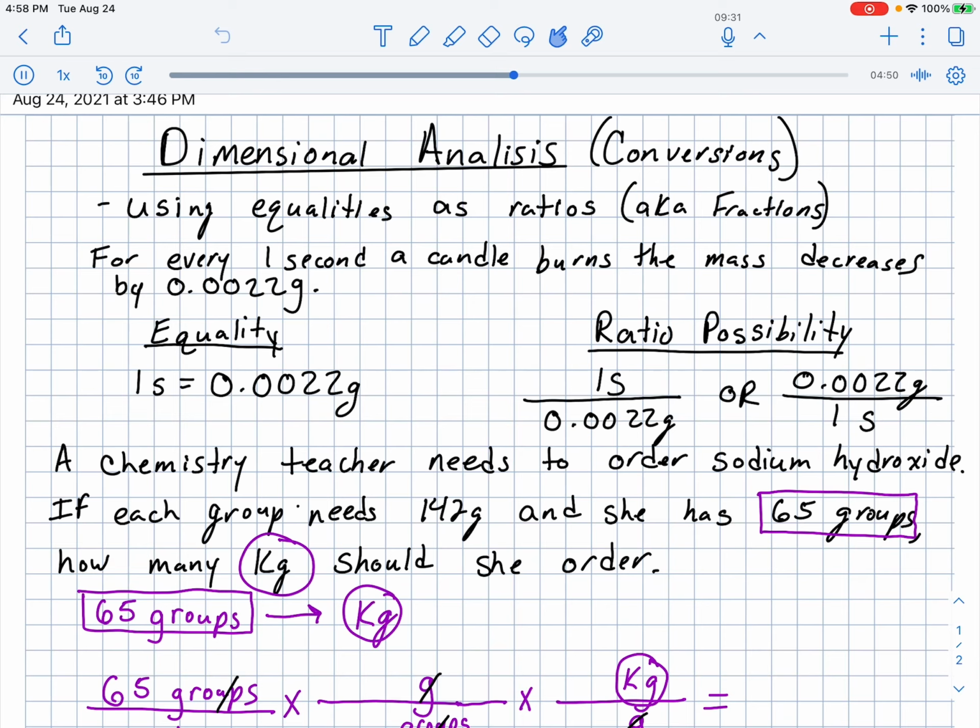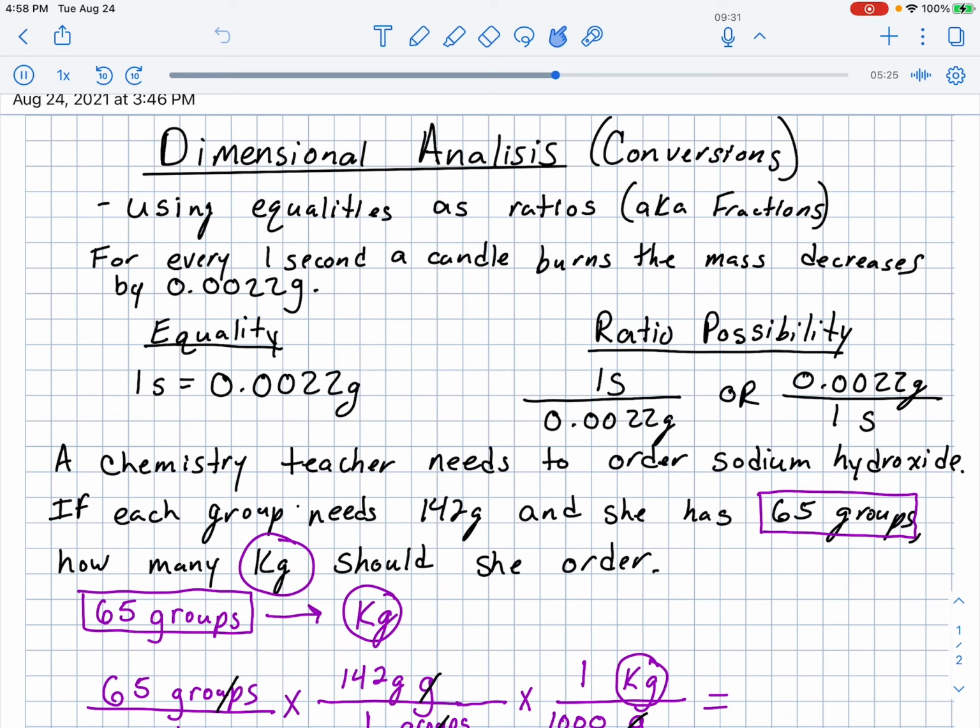And so by doing this, we said that we had 65 groups. Well, we said that one group requires 142 grams of sodium hydroxide. Well, now I have my grams and my kilograms. You should know from using your conversion sheet that for every 1 kilogram, there are 1,000 grams. And then since I had reached the unit that I wanted to end in, I am finished with this problem.